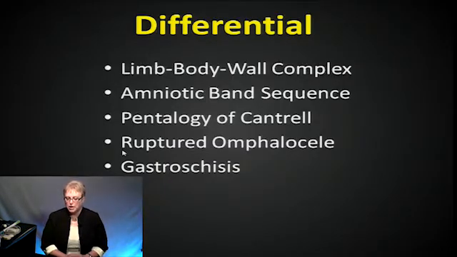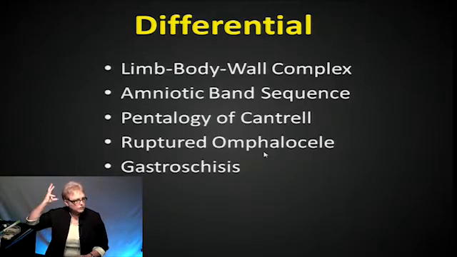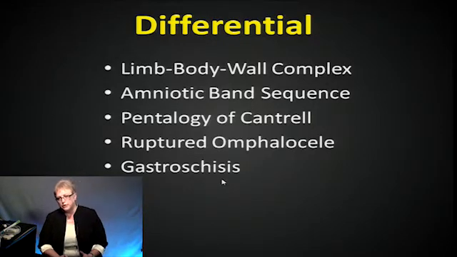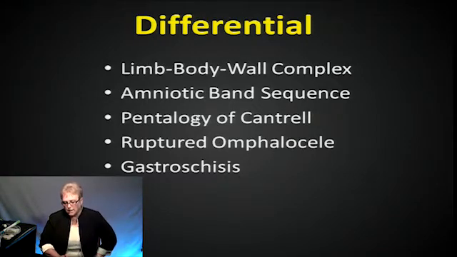So differential: limb-body wall complex, amniotic band sequence, pentalogy of Cantrell, ruptured omphalocele, and gastroschisis. Well, ruptured omphalocele usually is not going to have extension up into the face. And then you also have this encephalocele that we're seeing at the back of the head. Gastroschisis has a very low association with other abnormalities and chromosome abnormalities. Very low. Pentalogy of Cantrell usually is going to be more ventral. It's not going to involve the hands and the back of the head. So that kind of leaves these two.